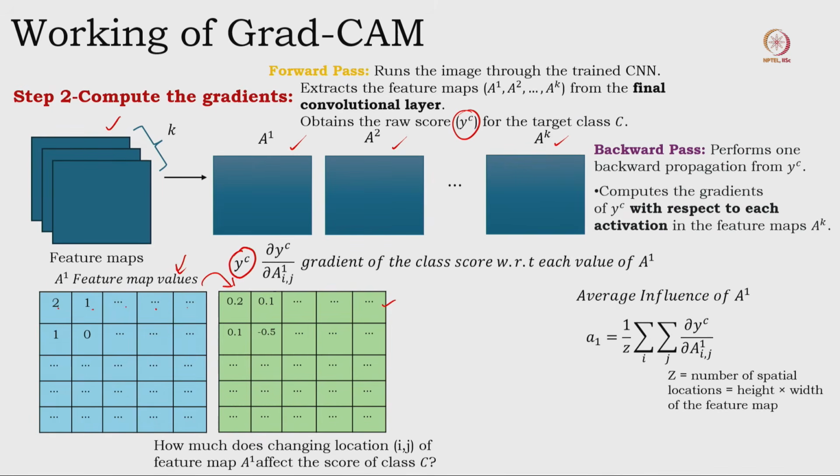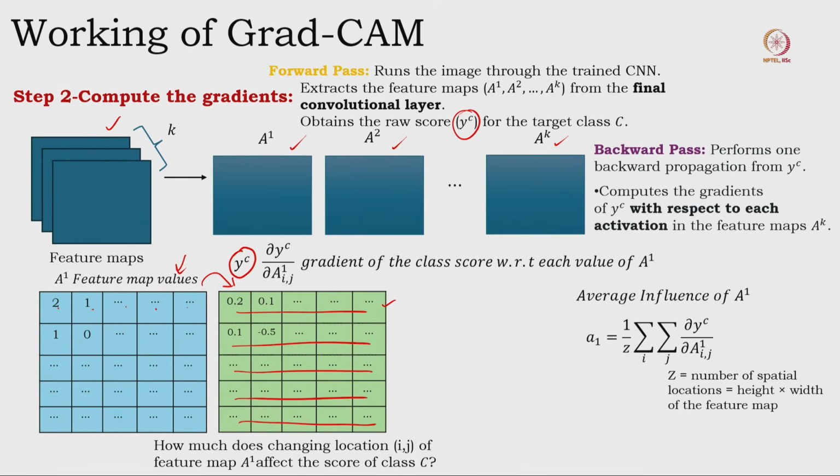Then the next step is to calculate the weight. How do you calculate the weight? This is the formula to calculate the weight. Now, what is this particular formula? Add up all the values which are here, and then divide it by the number of elements which are present.